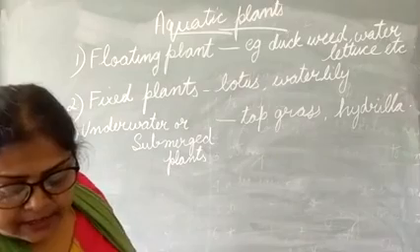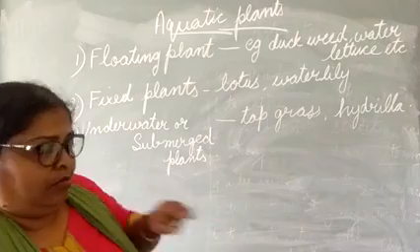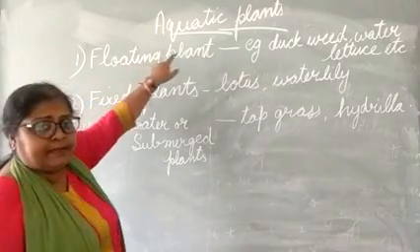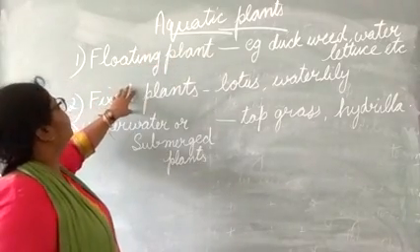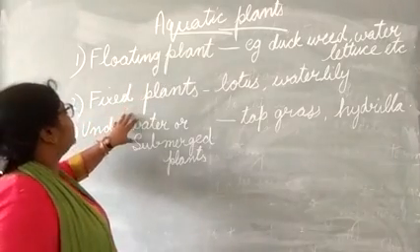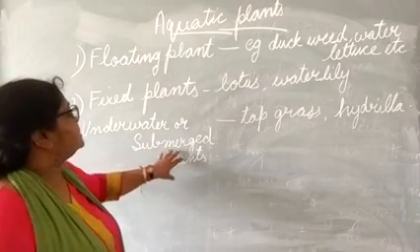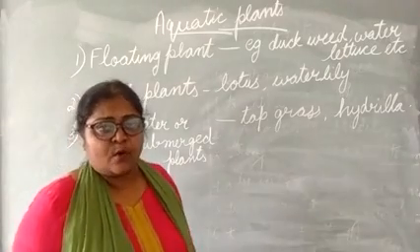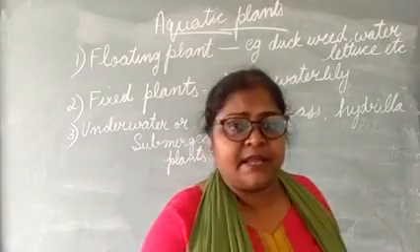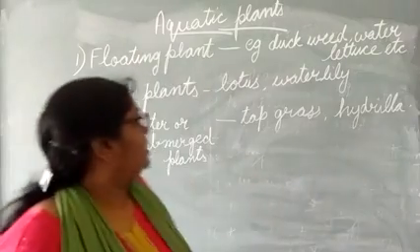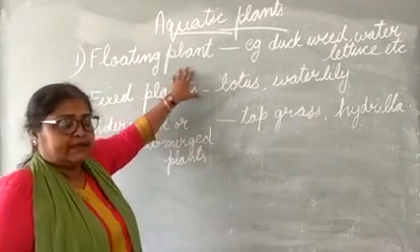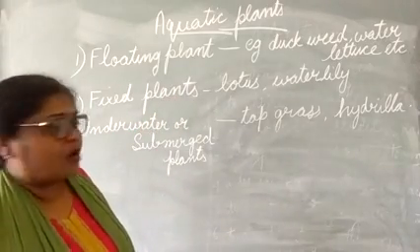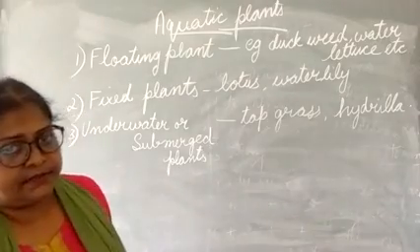Now, aquatic plants are of three types. What are the three types? One is floating plants, next is fixed plants, and next is underwater or submerged plants. Aquatic plants are of three types. Number one, floating plants. Number two, fixed plants. And number three, underwater or submerged plants. Clear?